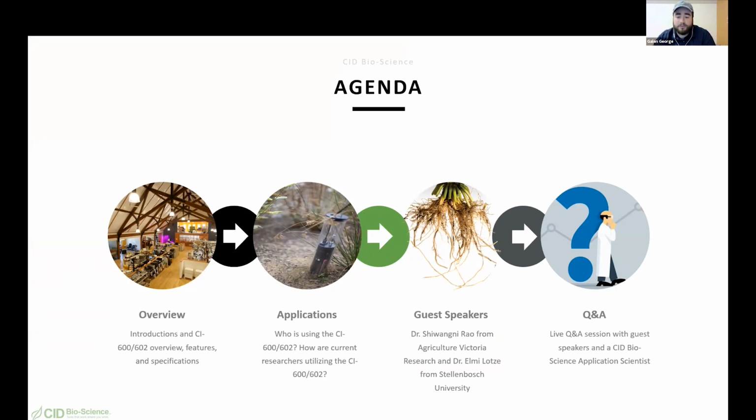So we have Dr. Rao from Agriculture Victoria and Dr. Lotze from Stellenbosch University. And then after that, we will go into our Q&A, which will be with both myself and our guest speakers. So you can ask specific questions regarding the research. You can also ask specific questions about the instrument, and I can help answer those. And now also they can help share their experiences.